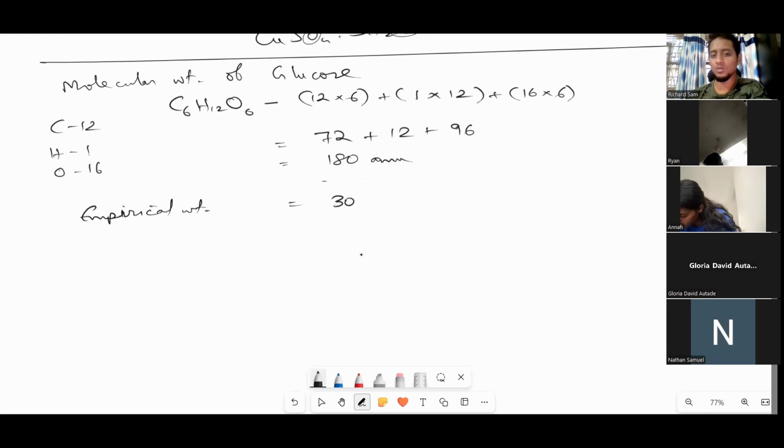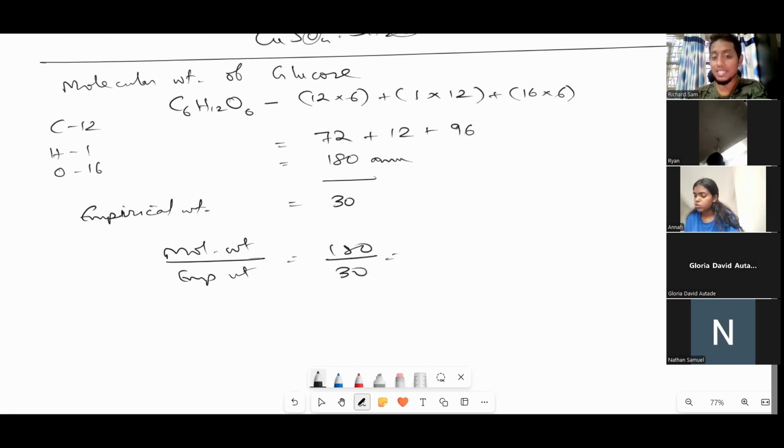If you divide these two, 180 divided by 30, what are we getting? Molecular weight divided by empirical weight. 180 divided by 30, what are we getting? 6. This 6 is called N. We call this N. N is 6. Where do we use this N?